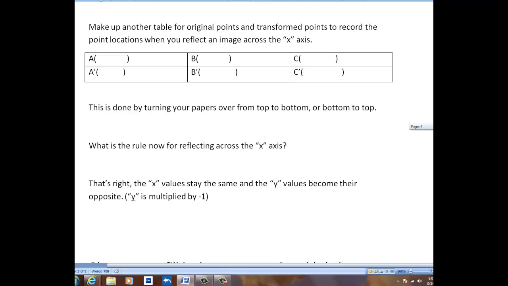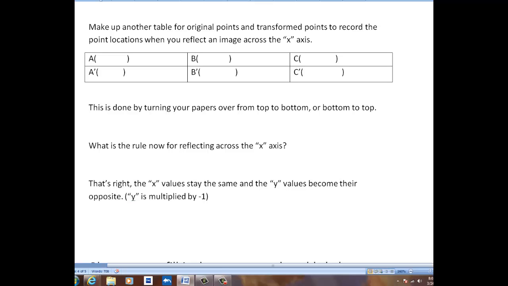Make up another table for original points and transform points to record the point location when you reflect an image across the x-axis. You'll see the table below. This is done by turning your paper over from top to bottom or bottom to top.